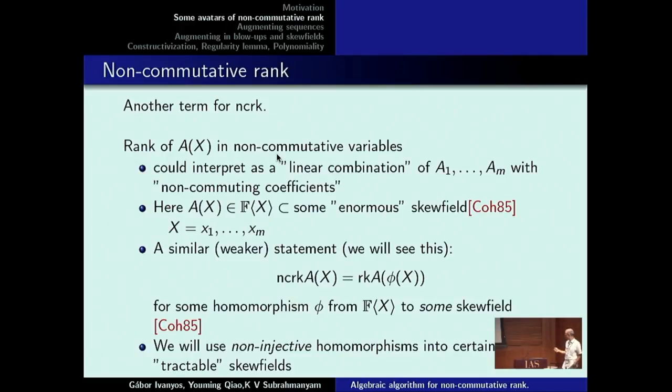And coming back to Avi's talk, we could interpret the rank of the matrix in the following way. One could interpret this as taking linear combinations of the matrices A1, A2, ..., Am with non-commuting coefficients. So one is looking at the free skew field, as Avi described, and calculating the rank of this matrix over the free skew field. Now, the free skew field, as Avi mentioned, is a monster, and it's a difficult object to work with. So what we do is construct a non-injective homomorphism from the free skew field to certain tractable skew fields. Tractable in the sense that we can actually compute what those skew fields are, and we can use that to calculate the non-commutative rank in the situations that we are in. So this would be our approach: try to get hold of tractable skew fields, which we can use to calculate the non-commutative rank.